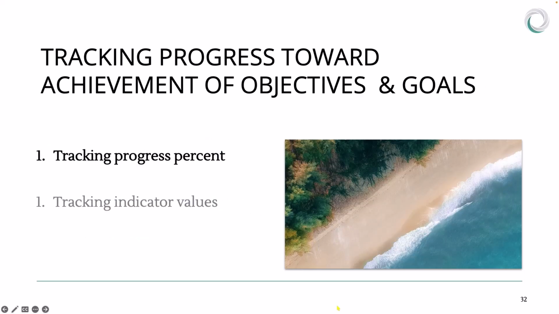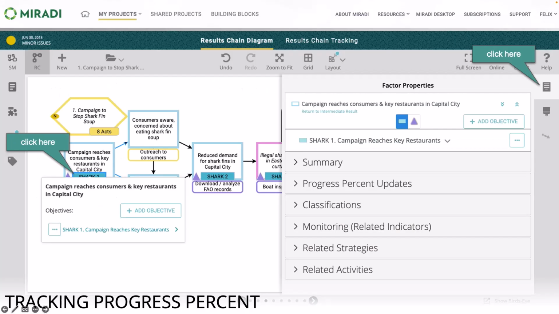Marathi provides you with two different methods for tracking achievement of objectives and goals. The first is assessing the degree of progress toward an objective or a goal. The second approach is to actually measure the value of one or more of the indicators that represent progress towards completing an objective or goal. So let's start by looking at the first approach of tracking progress percent.